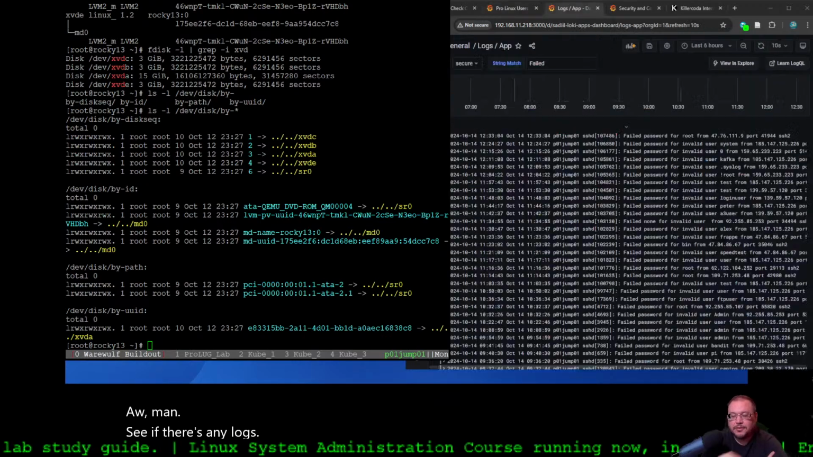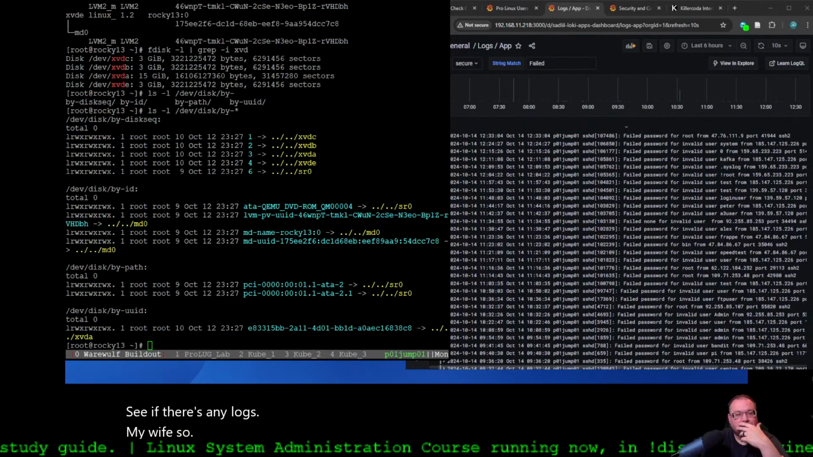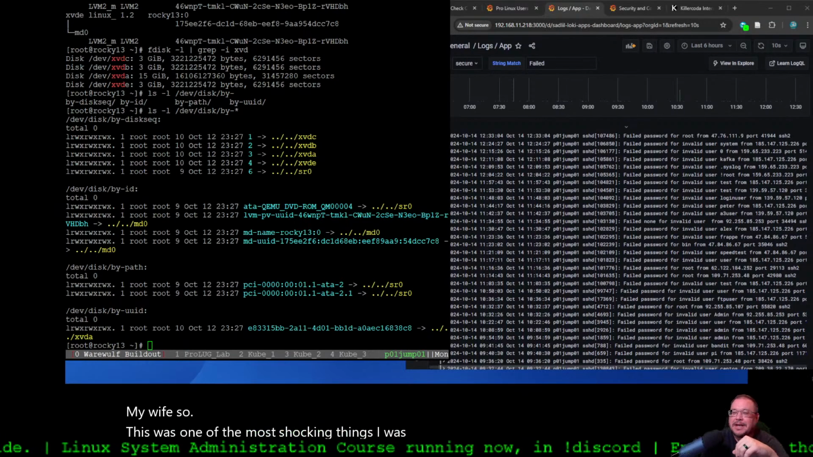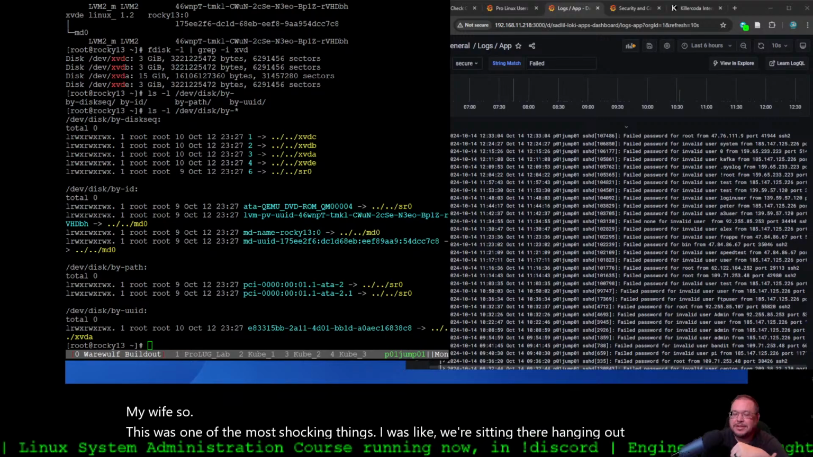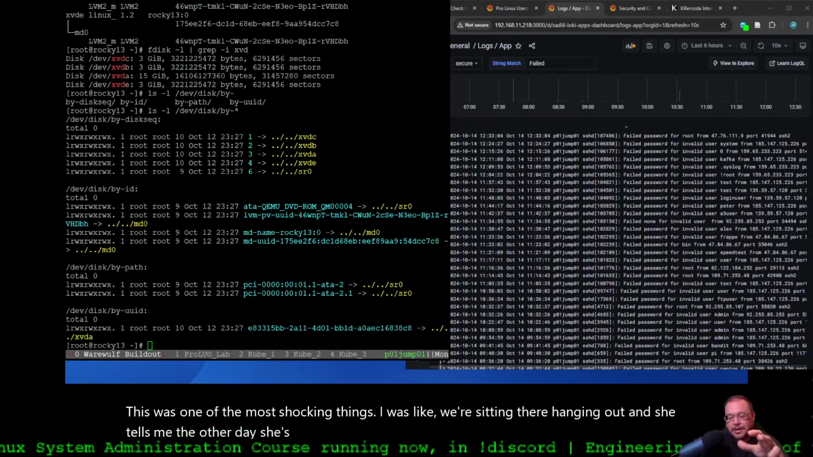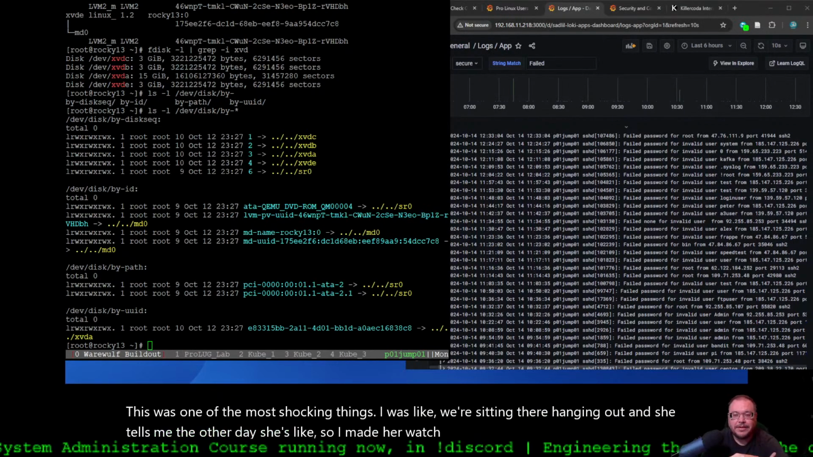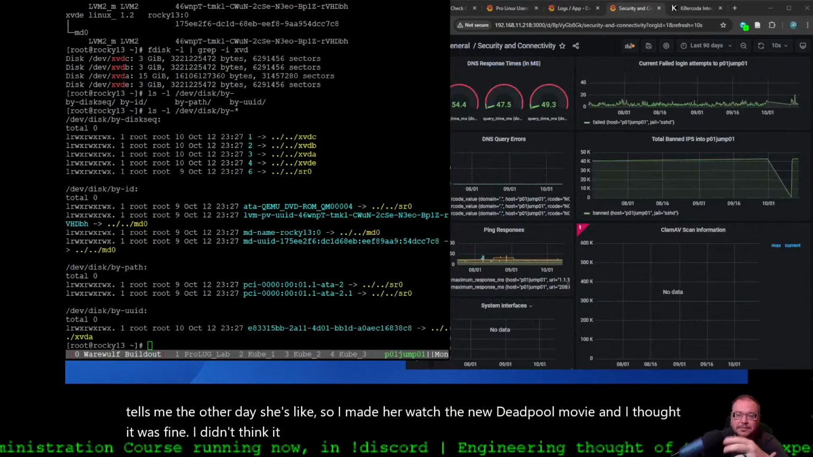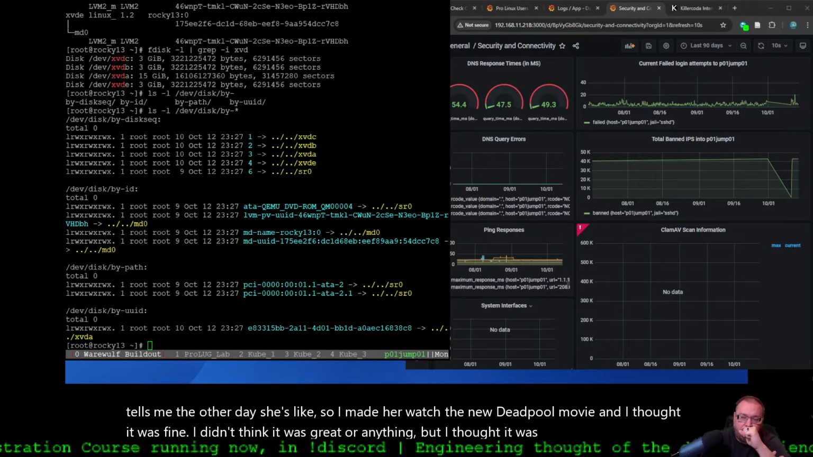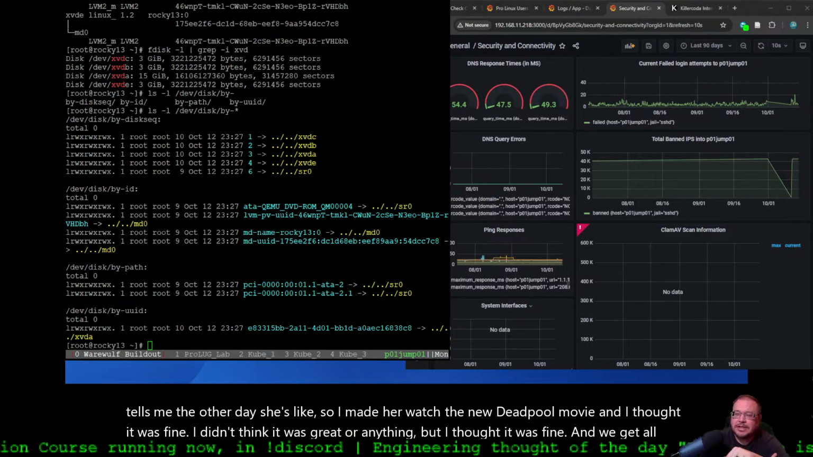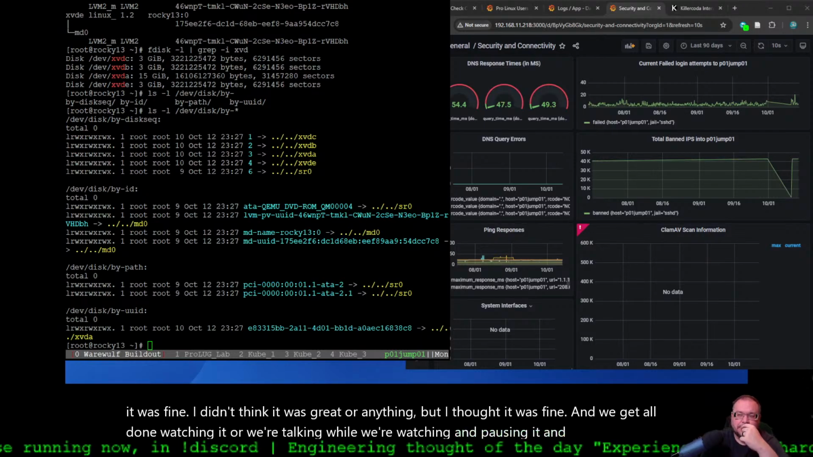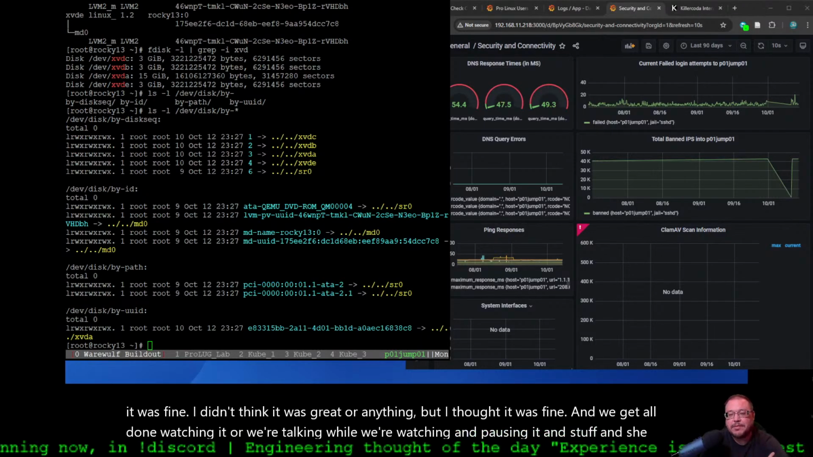My wife, so this was one of the most shocking things. We're sitting there hanging out, and she tells me the other day, she's like, so I made her watch the new Deadpool movie, and I thought it was fine. I didn't think it was great or anything, but I thought it was fine. And we get all done watching it, or we're talking while we're watching it, and I'm pausing it and stuff. And she goes, "Who is Wesley Snipes playing?"